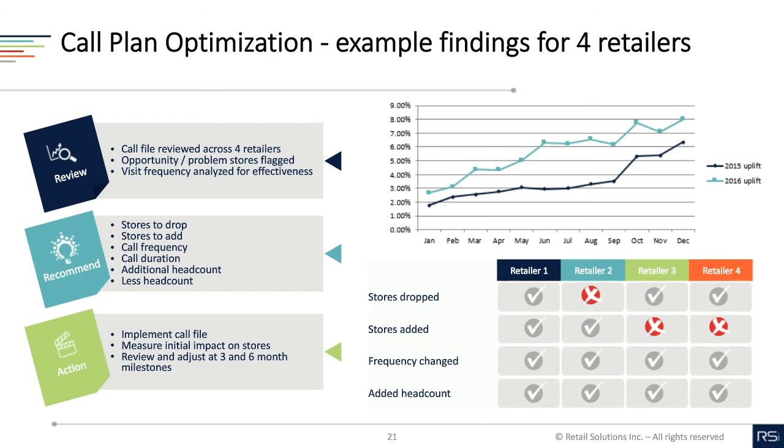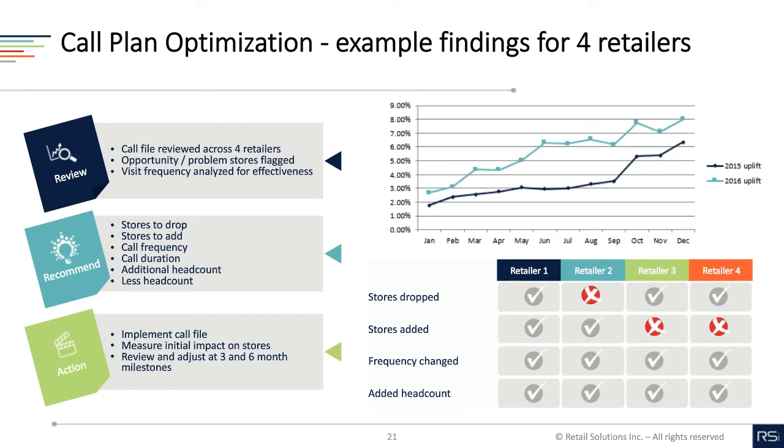Example findings for 4 retailers. Using this specific customer example, we can see the impact of call file optimization across the 4 retailers in scope. Using the approach detailed in the previous slide, RSI were able to build out a recommendation for the optimum call plan. The 4 retailers in scope saw changes and updates to their plans, using sales, availability, lost sales, and team performance. Recommendations for change were then made.